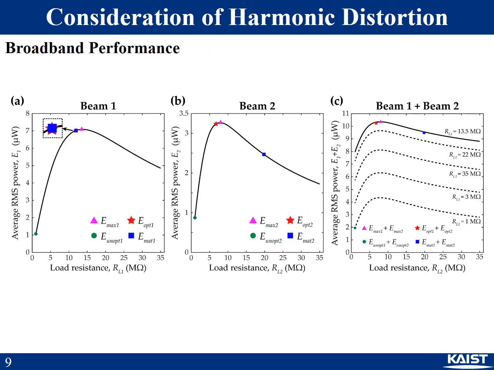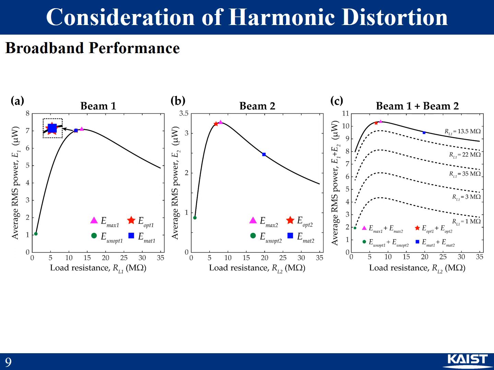For nonlinear energy harvesters, broadband performance is the most important. To evaluate this performance, average RMS power is estimated numerically. The magenta triangle indicates the maximum point, which is numerically obtained. The red star indicates the optimization with the third harmonic distortion. In this case, the resistance is optimized near the saddle node bifurcation point on the right side. The blue square indicates the result with the conventional matching technique.